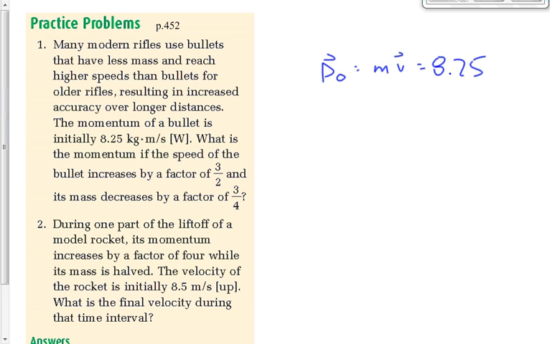This part isn't rocket science, right? This part is just what we have on our data sheet and what's given to us in the question. The next part is when you have to do something. We're going to say my new momentum, Pn, is equal to my new mass times my new velocity. My new mass is going to be 3/2 times m.